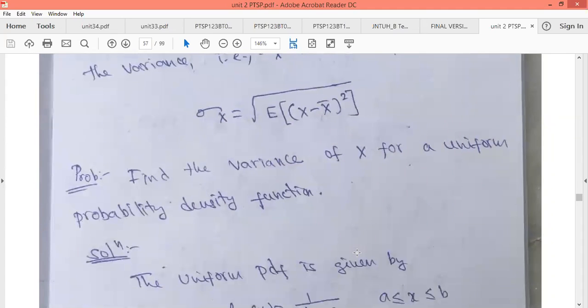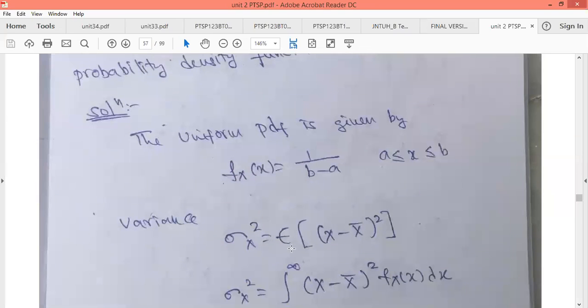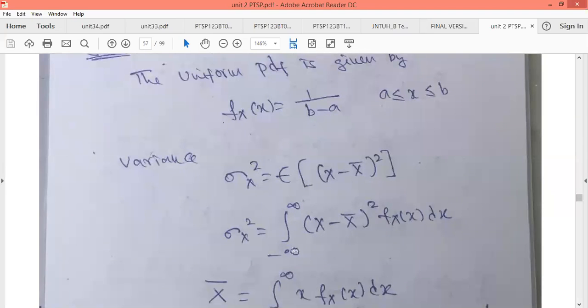Now we find out the variance of the uniform probability density function. For the uniform probability density function, the formula is fx of x equal to 1 by (b minus a), where x is between a and b, a less than or equal to x less than or equal to b. And what is the formula for variance? Variance sigma x square is the expected value of (x minus x bar) whole square. So it is the integral from minus infinity to plus infinity of (x minus x bar) whole square fx of x dx.